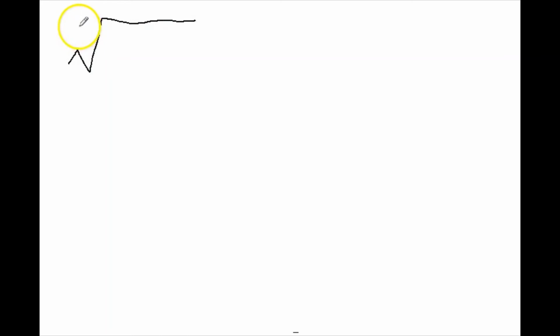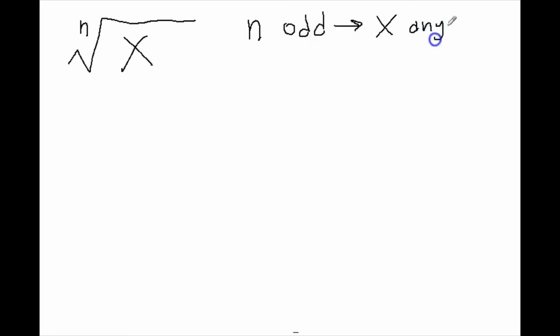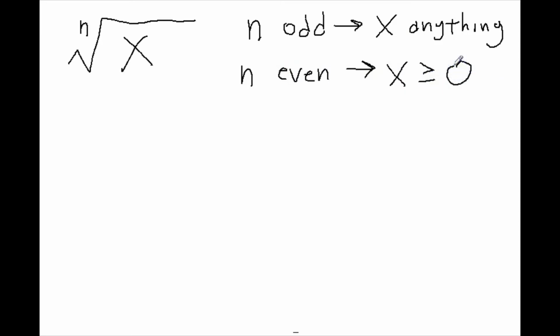If you're taking the nth root of something, so the nth root of x, I'll say. Okay, if n is odd, then x can be anything. On the other hand, if n is even, then I need for x to be greater than or equal to 0. Because if x is less than 0, then I'm going to wind up with an answer that's not real, and that's beyond the scope of this class.